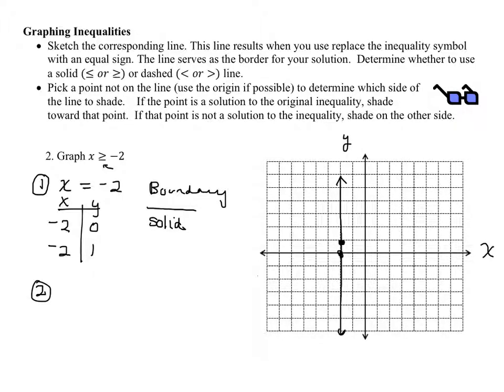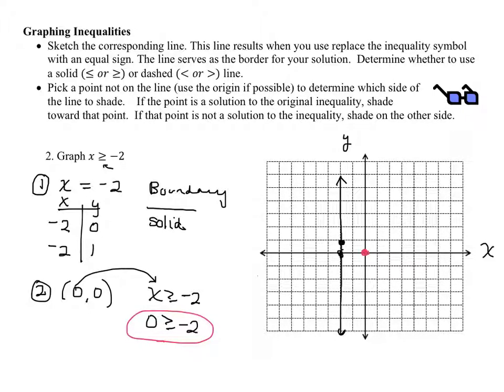The second thing is to pick a point not on this line boundary. So we don't want to pick this or up here or there. Let's pick a point not on the line. The origin is really an easy point to pick if it's not on the line. So now we're going to plug it in. We just need the x value from this. Okay, so the point is right here. When I plug in that point, 0 is greater than or equal to negative 2. It's true.